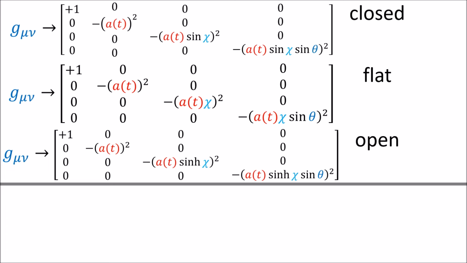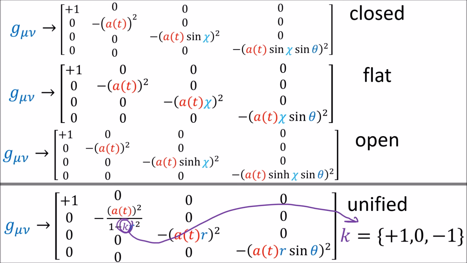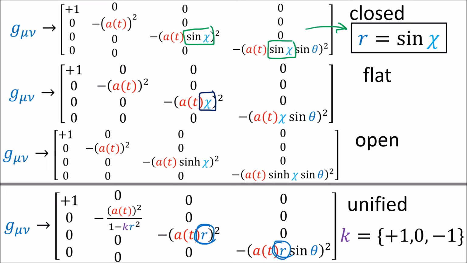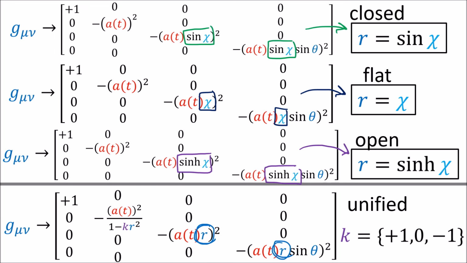Mathematicians have actually come up with a trick to write down all 3 of these metrics using a single unified metric. And this is done by introducing a parameter k, which is either +1, 0, or -1. We can do this by rewriting the chi terms as the variable r. So for a closed universe, r equals sine of chi. For a flat universe, r equals chi. And for an open universe, r equals hyperbolic sine of chi.